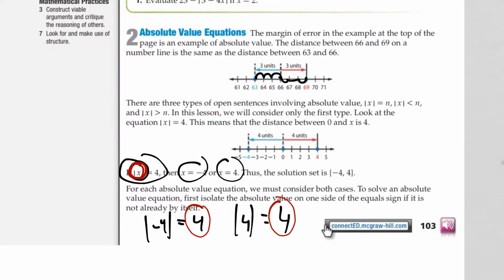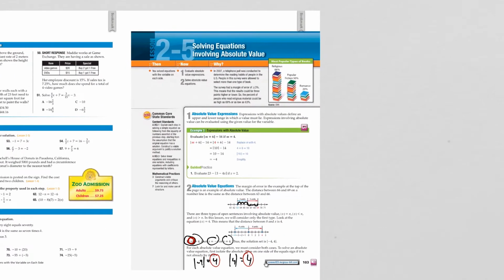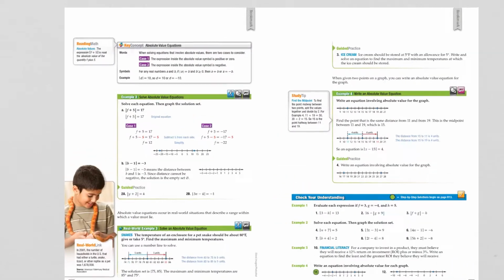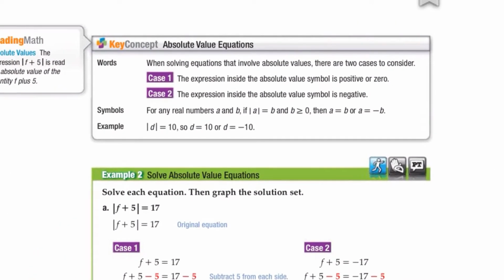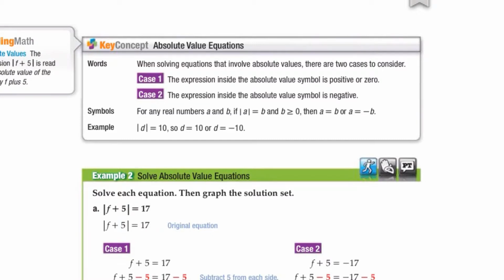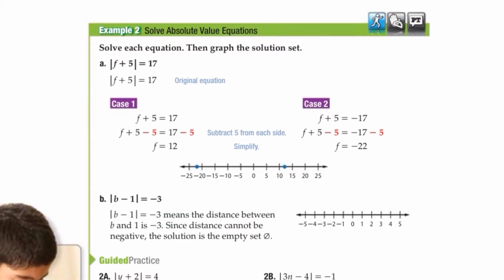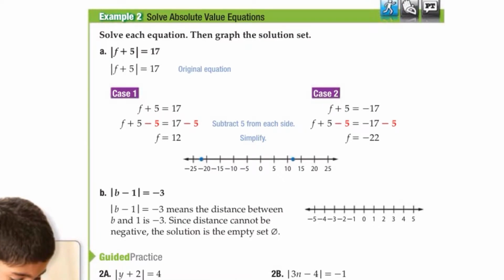So let's look at an example. We're on page 104 now. Let's look at an example here. Don't worry about the key concept right now, let's focus on an example. You see right here that now it's the absolute value of f plus 5 equals 17? Well, what ends up happening now is they don't tell us what f is. It's a mystery.